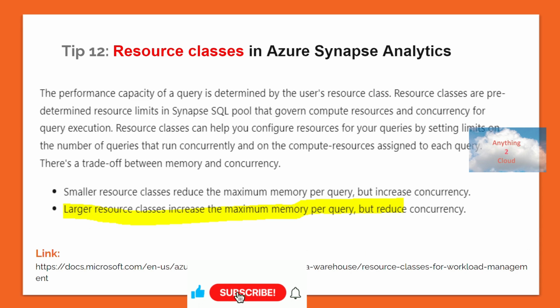The next step is on resource classes in Azure Synapse Analytics. The performance capacity of a query is determined by users' resource classes. Resource classes are predetermined resource limits in Synapse SQL pool that govern compute resources and concurrency for query execution. Resource classes can help you configure resources for your queries by setting limits on the number of queries that can run concurrently and on the compute resources assigned to each query.